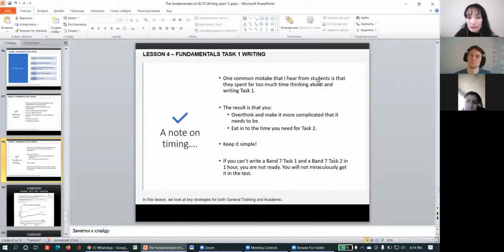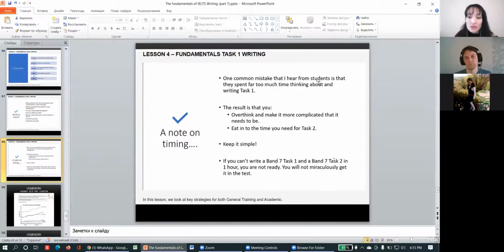A note on timing. One common mistake that I hear from students is that they spend far too much time thinking about task 1. The result is that overthinking makes it more complicated. You don't need it. You just eat into the time you need for task 2, which you need to do properly too. So don't do that. Try to finish in 20 minutes. Keep it simple. Don't make it complicated.